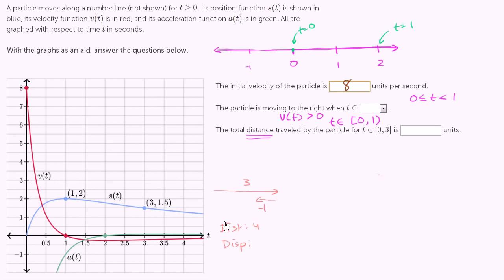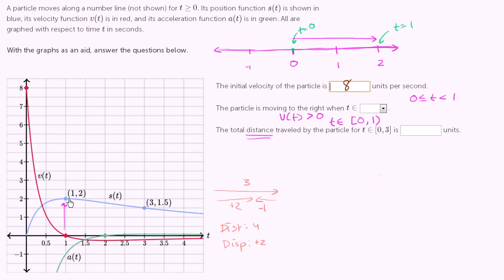The distance I traveled is 4, while the displacement would be, and we can put a -1 there, we moved 1 to the left. So 3 to the right, 1 to the left, while our displacement would be a net of +2. So they're asking, what's the total distance traveled? So between time 0 and time 1, we have moved 2 to the right.